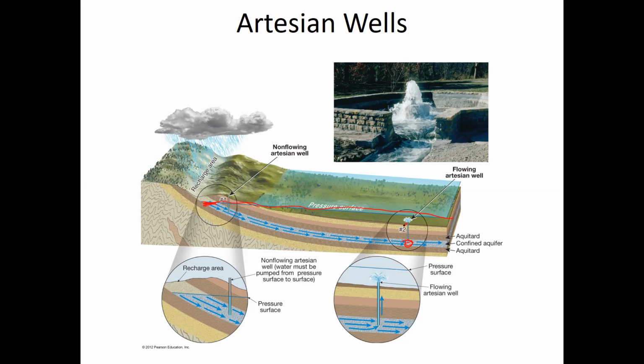So if you drill a well down here, the water wants to come up and will be pushed up to the pressure surface. If you drill a well here, the water won't come to the surface because the surface of the land is above the pressure surface. It will go up to the pressure surface. But if you drill a well here, because the pressure surface is above the actual land surface, the water will actually flow up out of the ground as an artesian well because it's pressurized. That's how this water can flow up out of the ground. It's because it's connected to an aquifer that's on a slant, and so the water in the aquifer is pressurized.